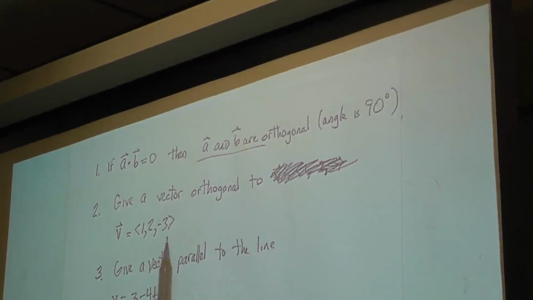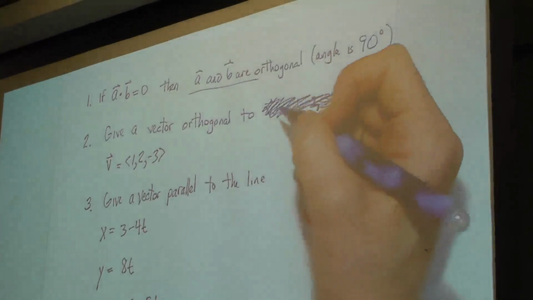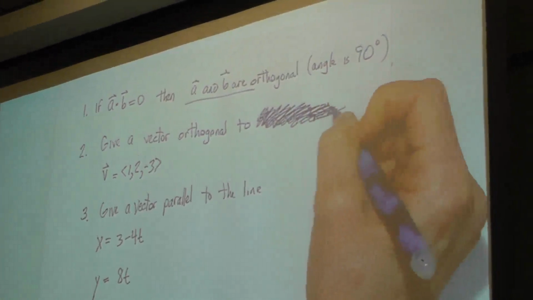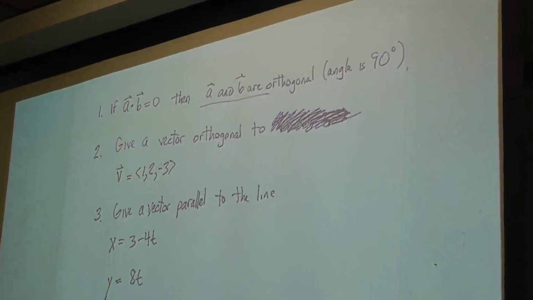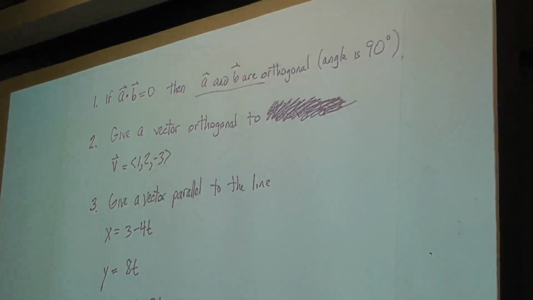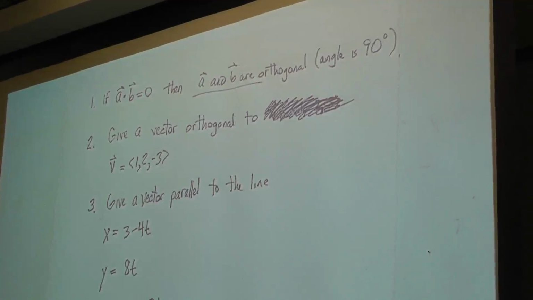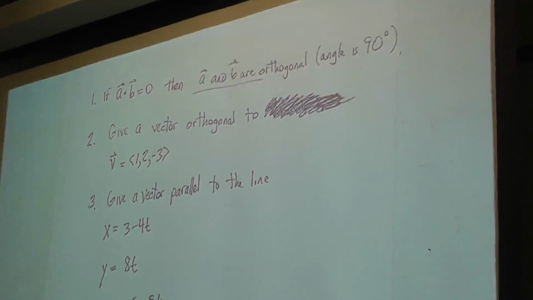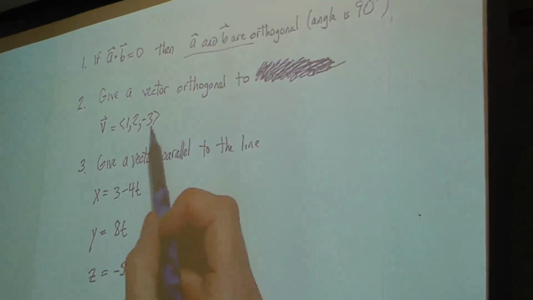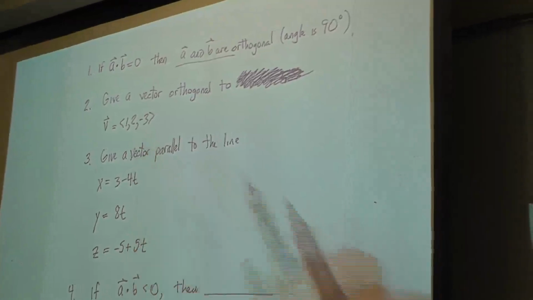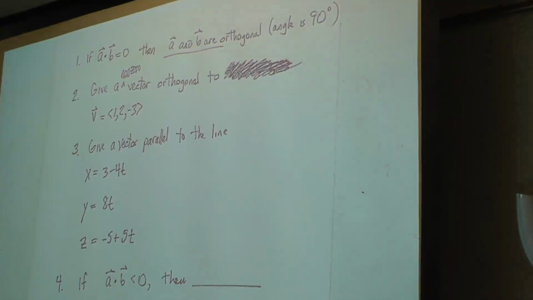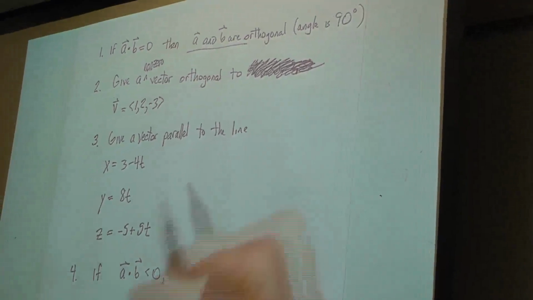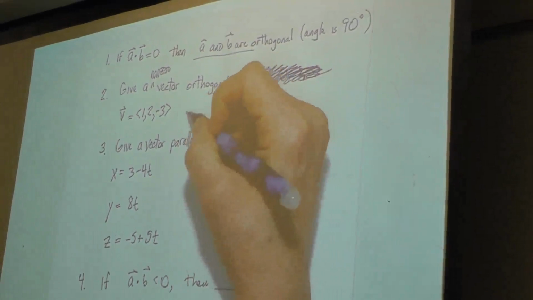Give another vector orthogonal to this. Now, this is one of these problems. There's infinitely many answers. I haven't done this, but what are you looking for? A times 1 plus b times 2 plus c times 3 is 0. You're just looking for something to dot with this to get 0. And I should probably specify a non-zero vector. Okay, some answers.